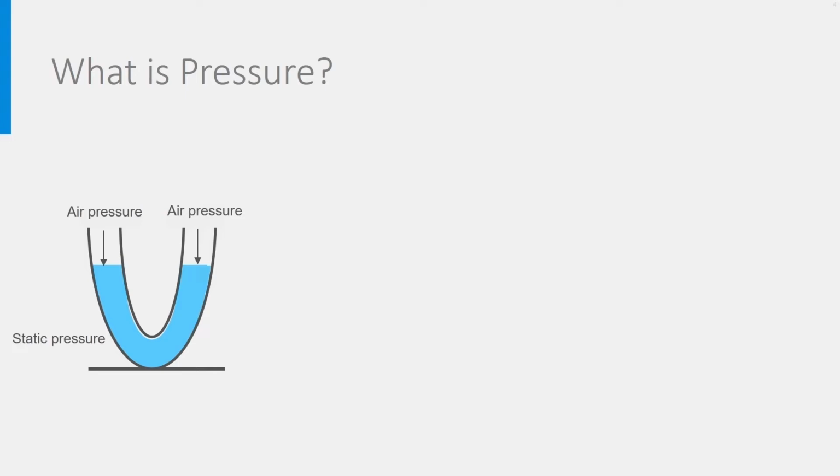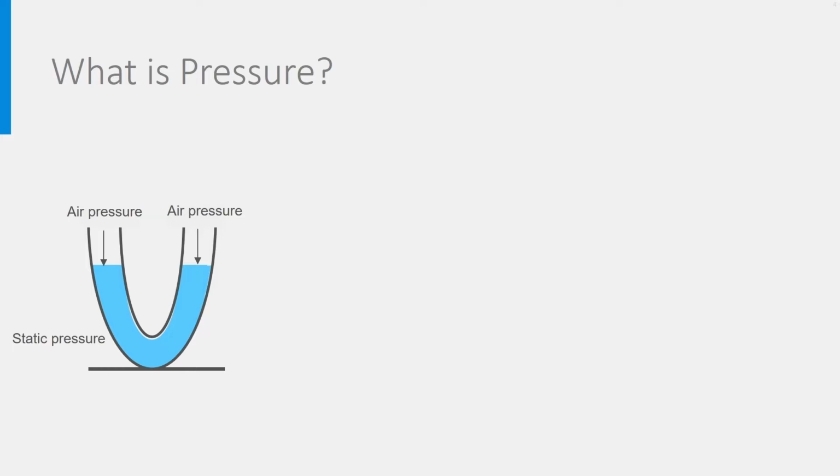What is pressure? Well, if you put a fluid in such a U-shaped vase, the water has exactly the same height in both branches of the vase. This is because the atmospheric air pressure, which is the pressure exerted by air on the surface of the water, is the same above the two branches. The water is not moving, there is no flow. We call the pressure in the water the static pressure because it is not moving.